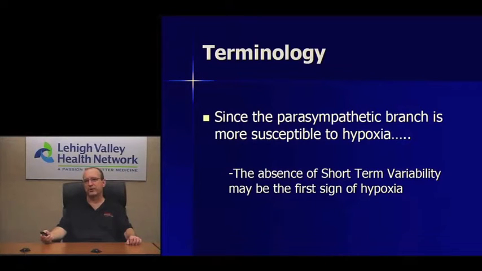Since the parasympathetic branch is more susceptible to hypoxia, the absence of short-term variability may be the first sign of hypoxia. So you may not have to remember everything behind that as far as it being part of the parasympathetic nervous system and all that. But just remember, if they're telling you at the referring hospital there's really no short-term variability, just keep that in the back of your head. There might be a problem with hypoxia.